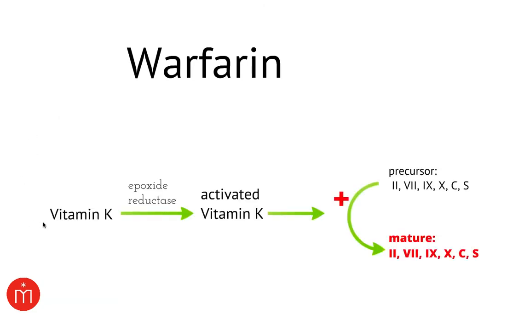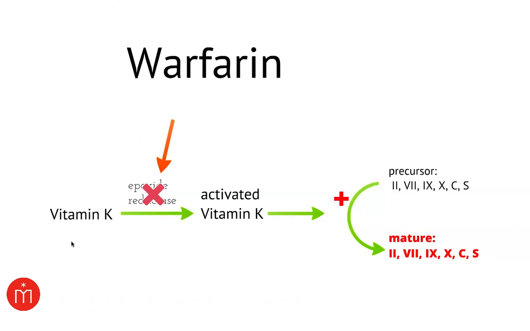Well, warfarin is important in preventing the activation of vitamin K. The site where warfarin acts is by blocking epoxide reductase. Epoxide reductase is an enzyme that will activate vitamin K so that vitamin K can function as a cofactor in the maturation of coagulation factors that we've mentioned before, such as factors 2, 7, 9, 10, and protein C and S.